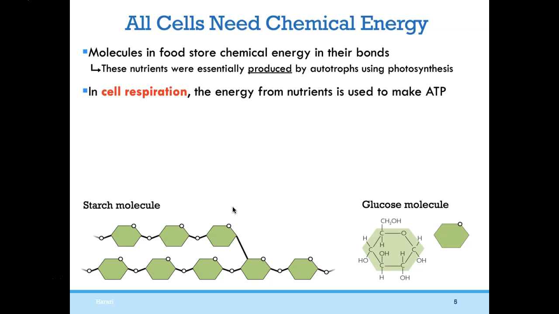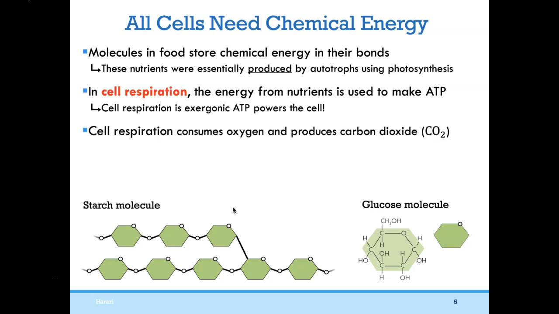In cell respiration, the energy from nutrients is used to make ATP. And cell respiration is exergonic because ATP powers the cell, right? And cellular respiration requires oxygen to be most efficient, and it produces carbon dioxide. We'll talk about a way that in cell respiration you can get away with not having oxygen, but to make the most ATP, you need oxygen. We therefore say that it's an aerobic process. Aerobic means oxygen is required.